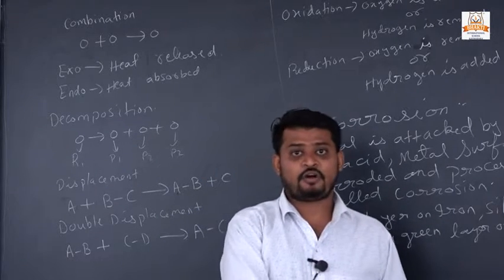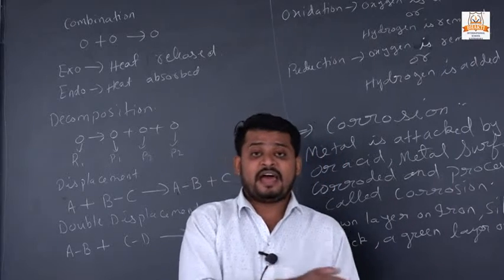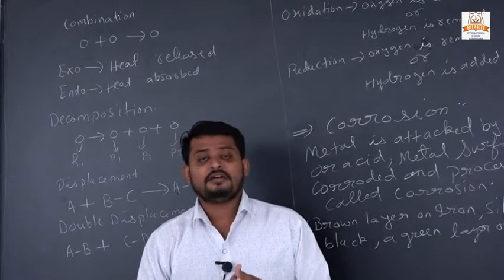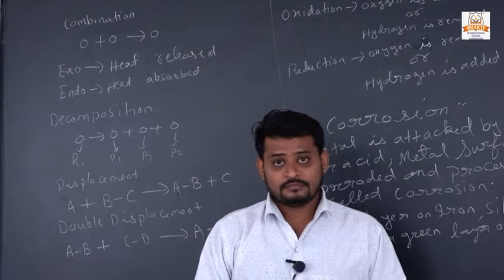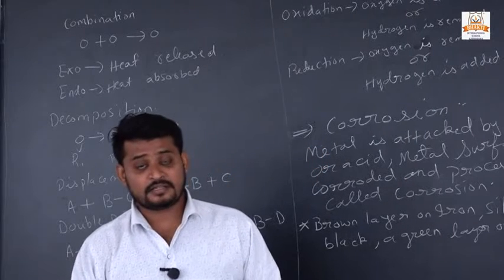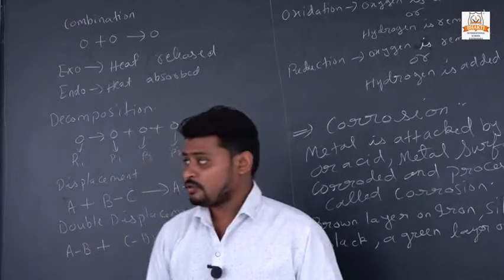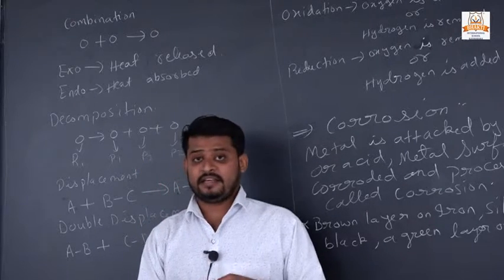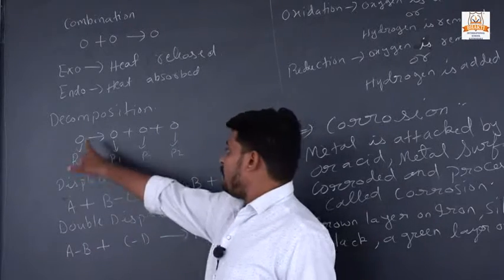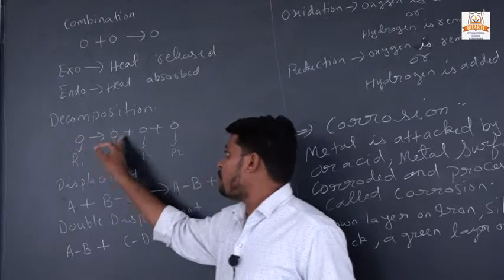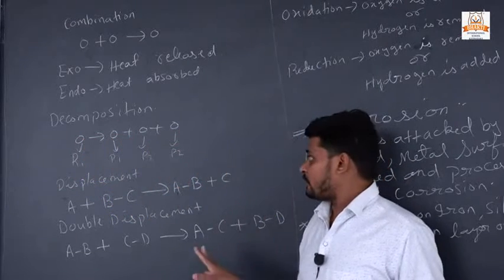We will discuss in the topic that decomposition reaction has three kinds of reaction: thermal decomposition reaction, then photochemical reactions, and third electrolysis. So in all the three reactions, only one reactant we will take and it will break into so many simpler products.